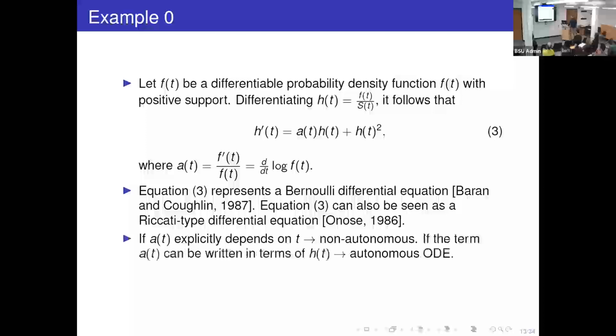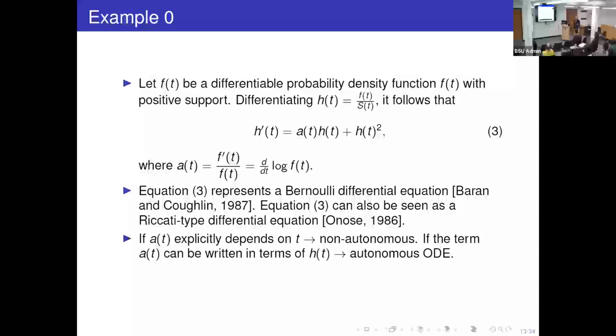If A only depends on H, what you have is an autonomous ODE, because the right-hand side only depends on H. And this has important implications because one-dimensional autonomous ODEs only have monotonic solutions. So for instance, we know that the Weibull can only be increasing or decreasing, so the corresponding ODE is going to be autonomous. The log-normal is unimodal, so it is not monotonic, and the corresponding ODE is going to be non-autonomous.